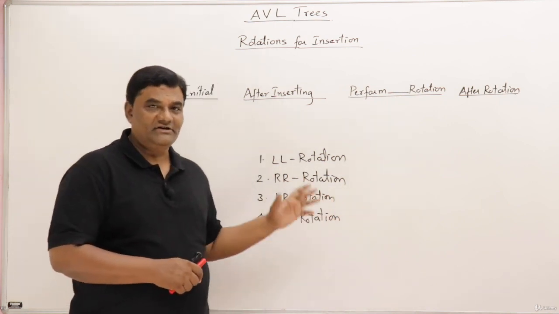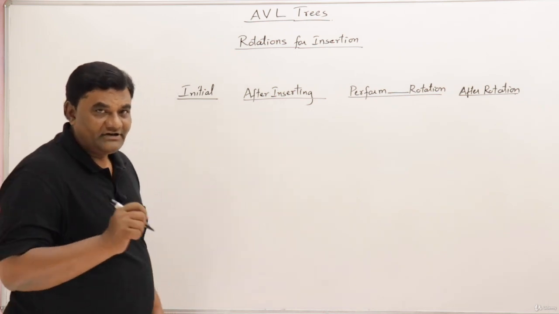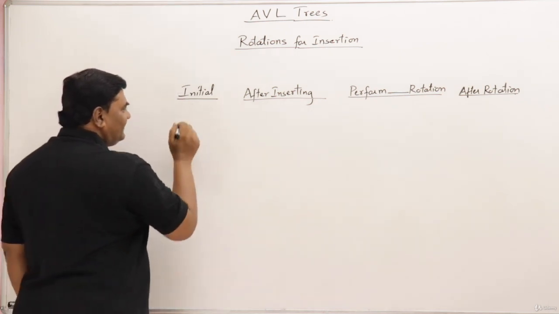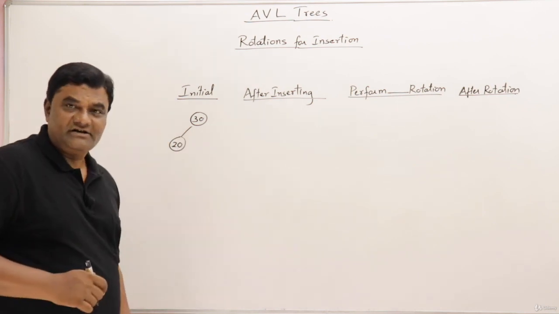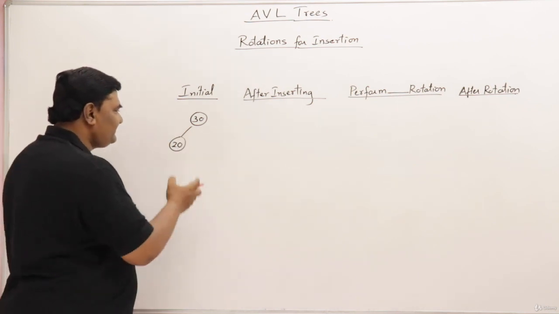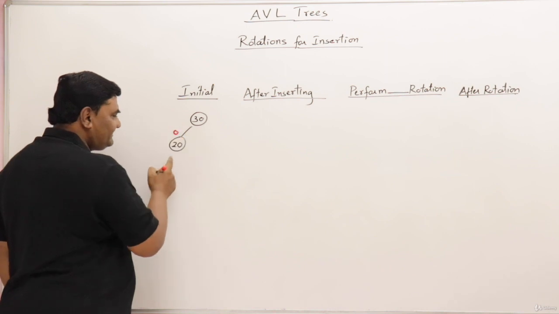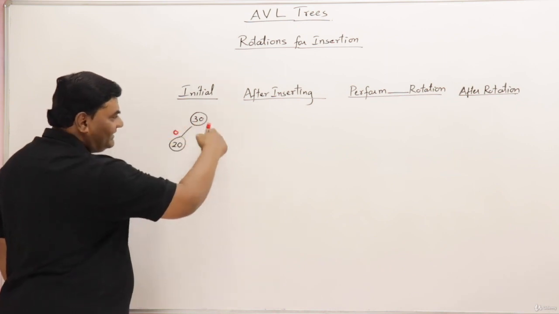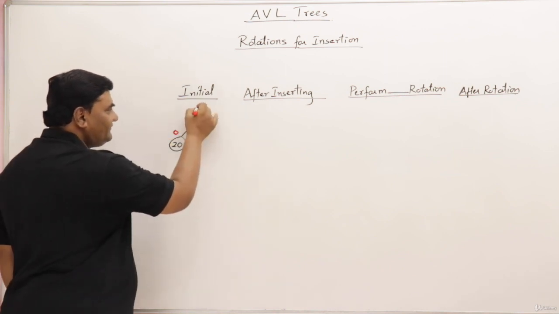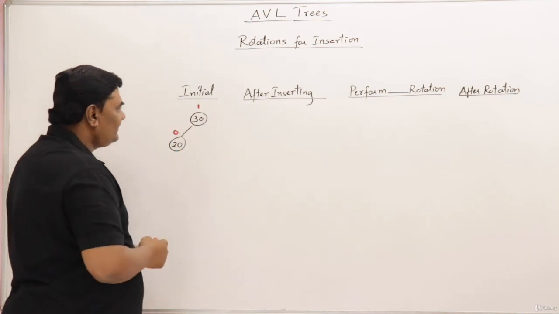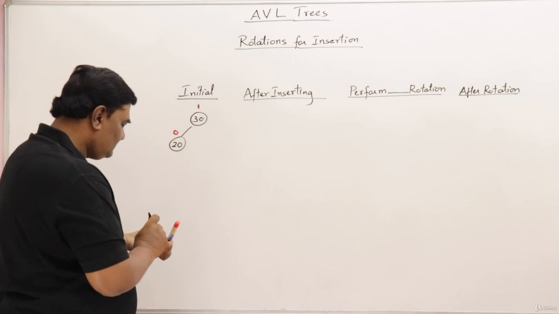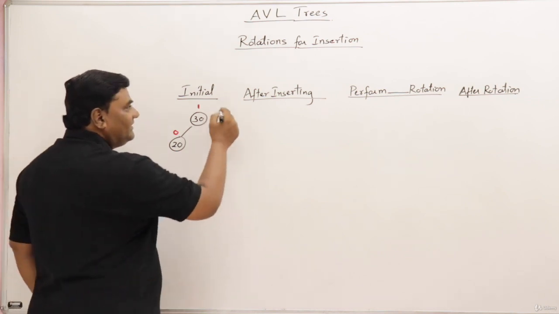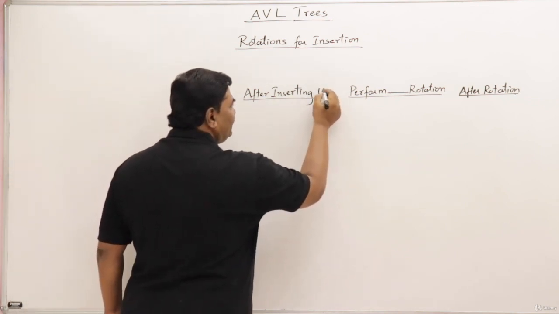So let us start with the first one. First one, LL rotation. Let us take an initial tree. Suppose this is an initial AVL tree. What are the balance factors? The balance factor of this is 0, and this is 1 and 0. So this is 1 minus 0, which is 1. So the balance factor of this node is 1. Then I want to insert a value 10.